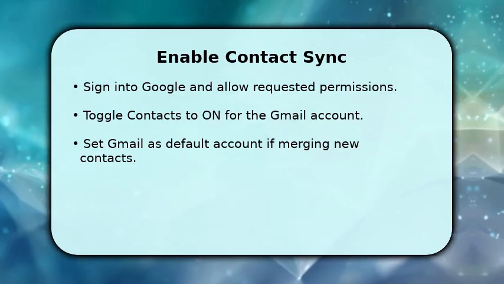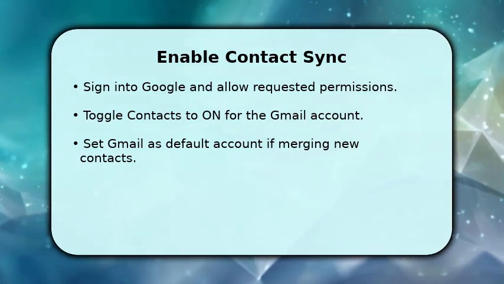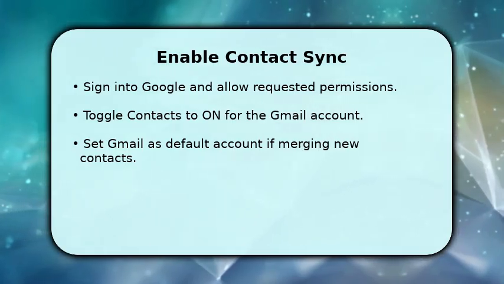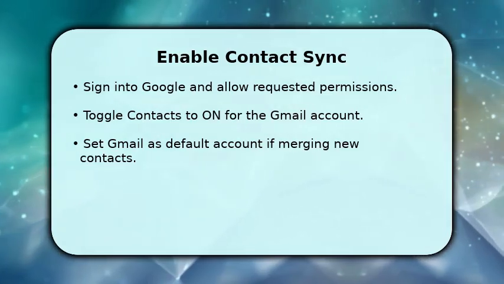Once the account appears under Accounts, tap it and toggle Contacts to On. This initiates a two-way sync. If you want new iPhone contacts saved to Gmail, go to Settings, Contacts, Default Account, and pick your Gmail address.